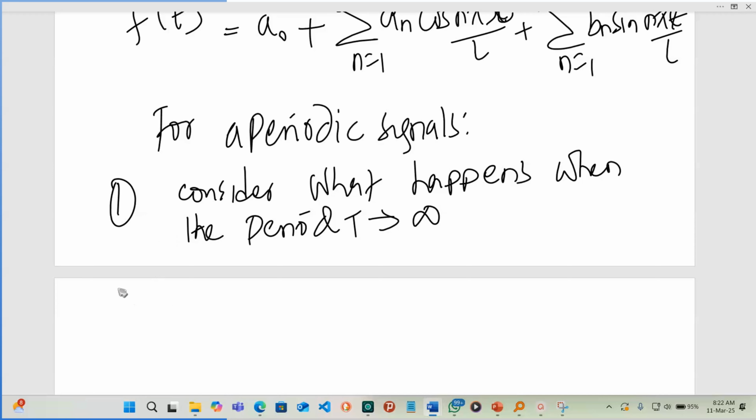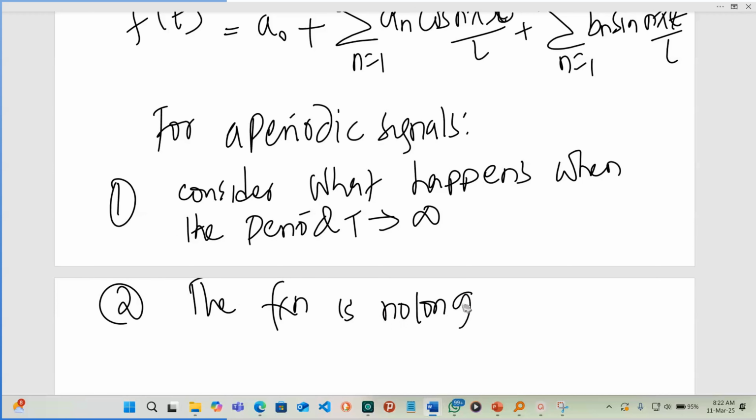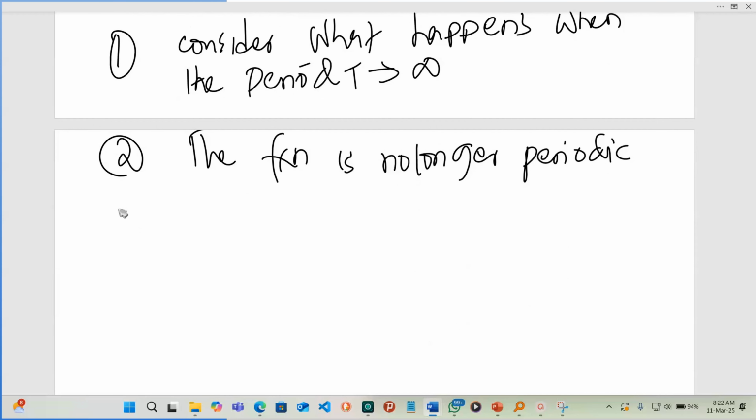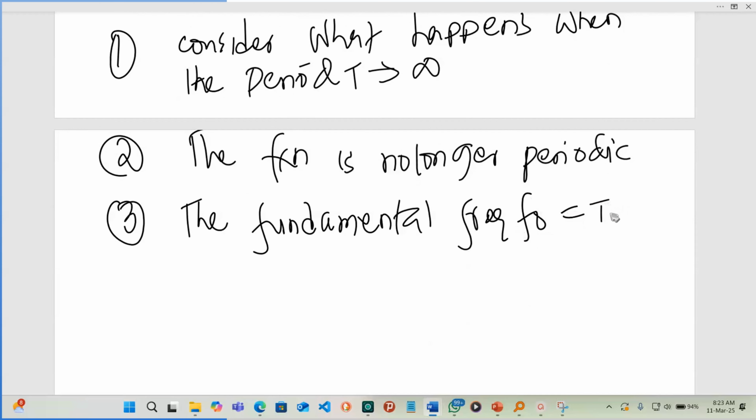You will see that the function is no longer periodic. Why? Because the fundamental frequency f naught, equivalent to 1 over T, has gone to 0, because 1 over infinity is equal to 0.